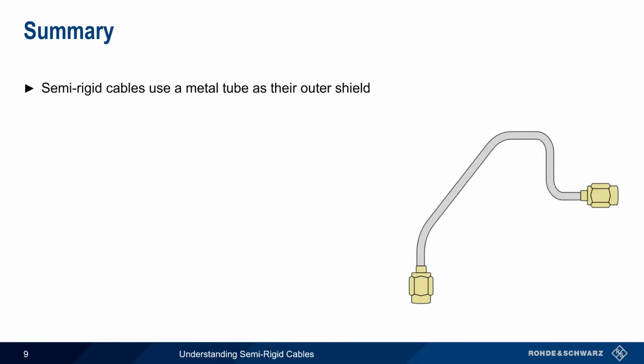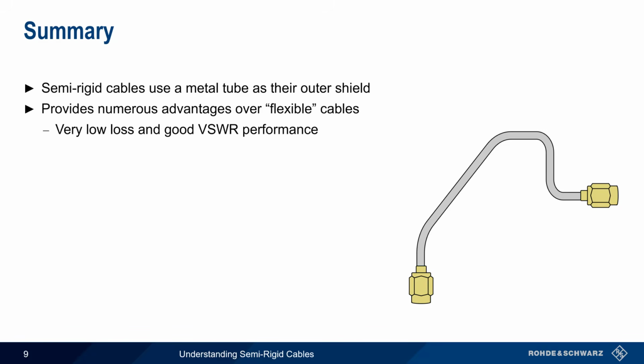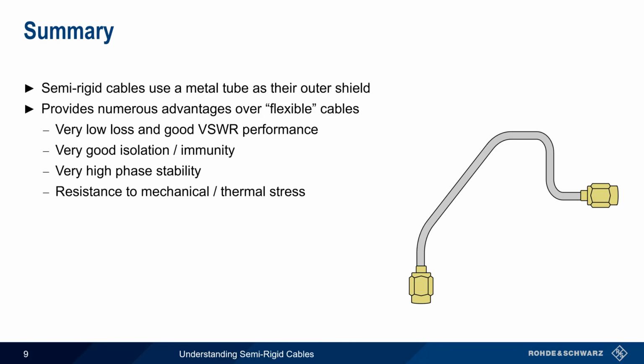Let's end with a brief summary. Semi-rigid cables differ from flexible cables in that they use a rigid metal tube as their outer shield, and this provides a number of advantages, including low loss and good VSWR performance, good electromagnetic isolation or immunity, and very high phase stability. Much of this phase stability is related to the resistance to both mechanical and thermal stresses. Note too that semi-rigid cables are also easier to form into tight bends, or to fit into small enclosures.